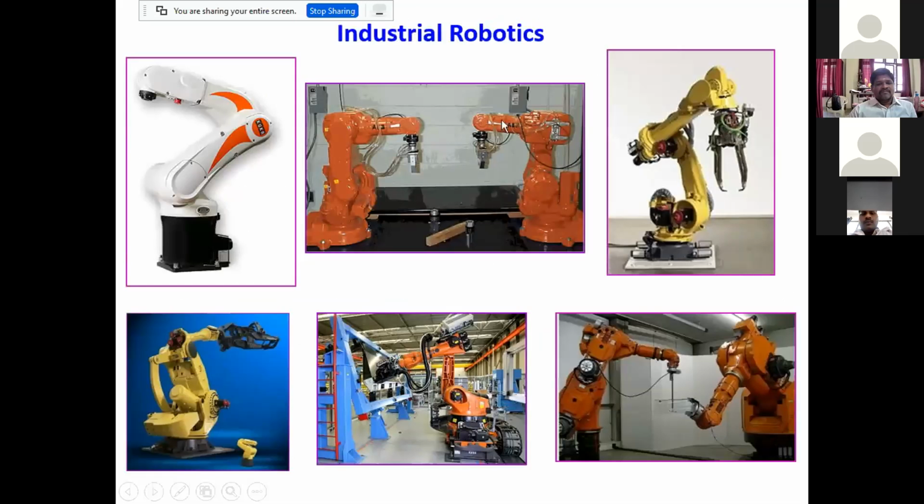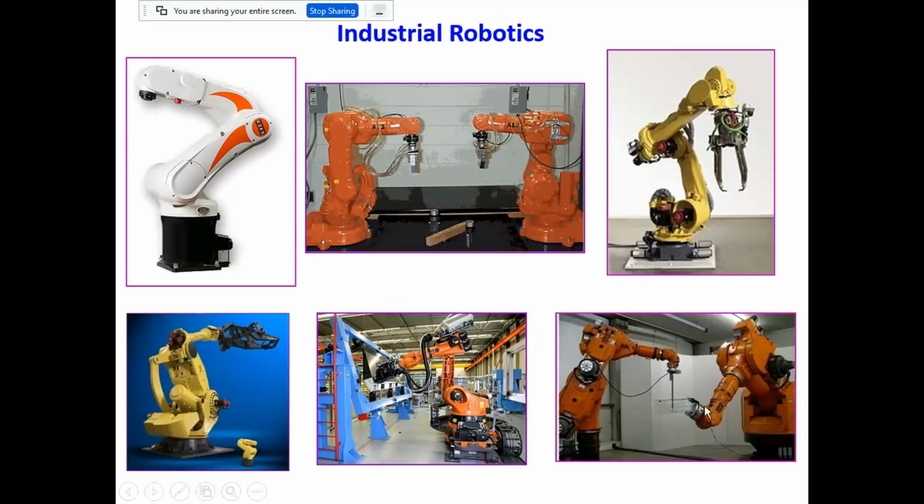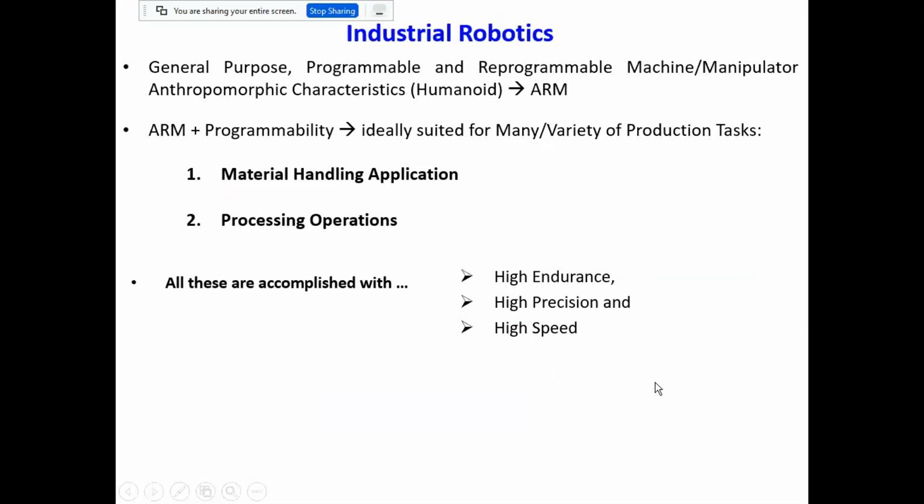Now we quickly will see the industrial robots. What are the developments? There are many things we look at. There are cooperative robots: one holds the workpiece and another is making the drilling. Like this, many robots are there. Okay. Now we will see this. All the industrial robots are general purpose, programmable machines, manipulators, whatever you call, possessing certain anthropomorphic characteristics. Humanoid characteristics is an arm, friends. This arm and programmability are ideally suited for many production tasks like material handling applications.